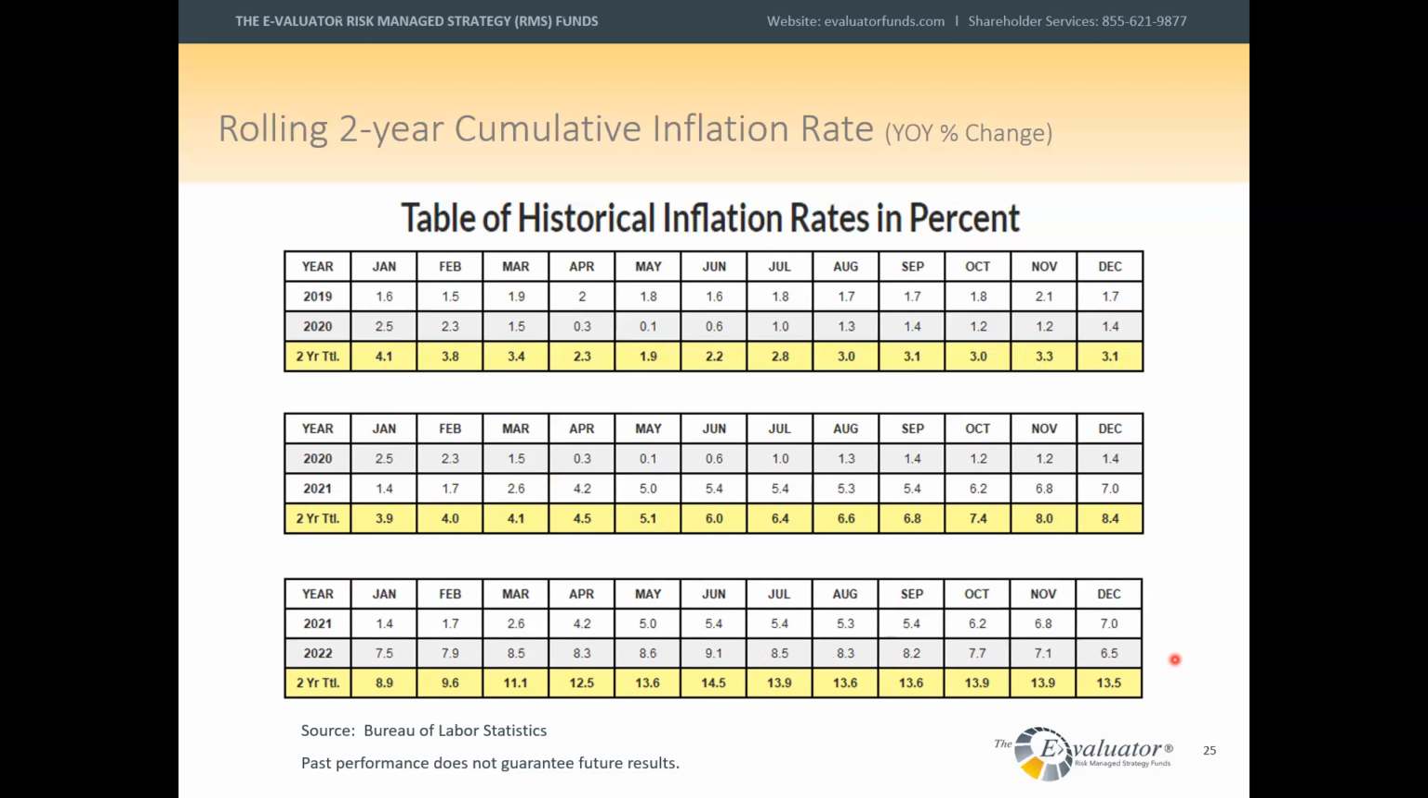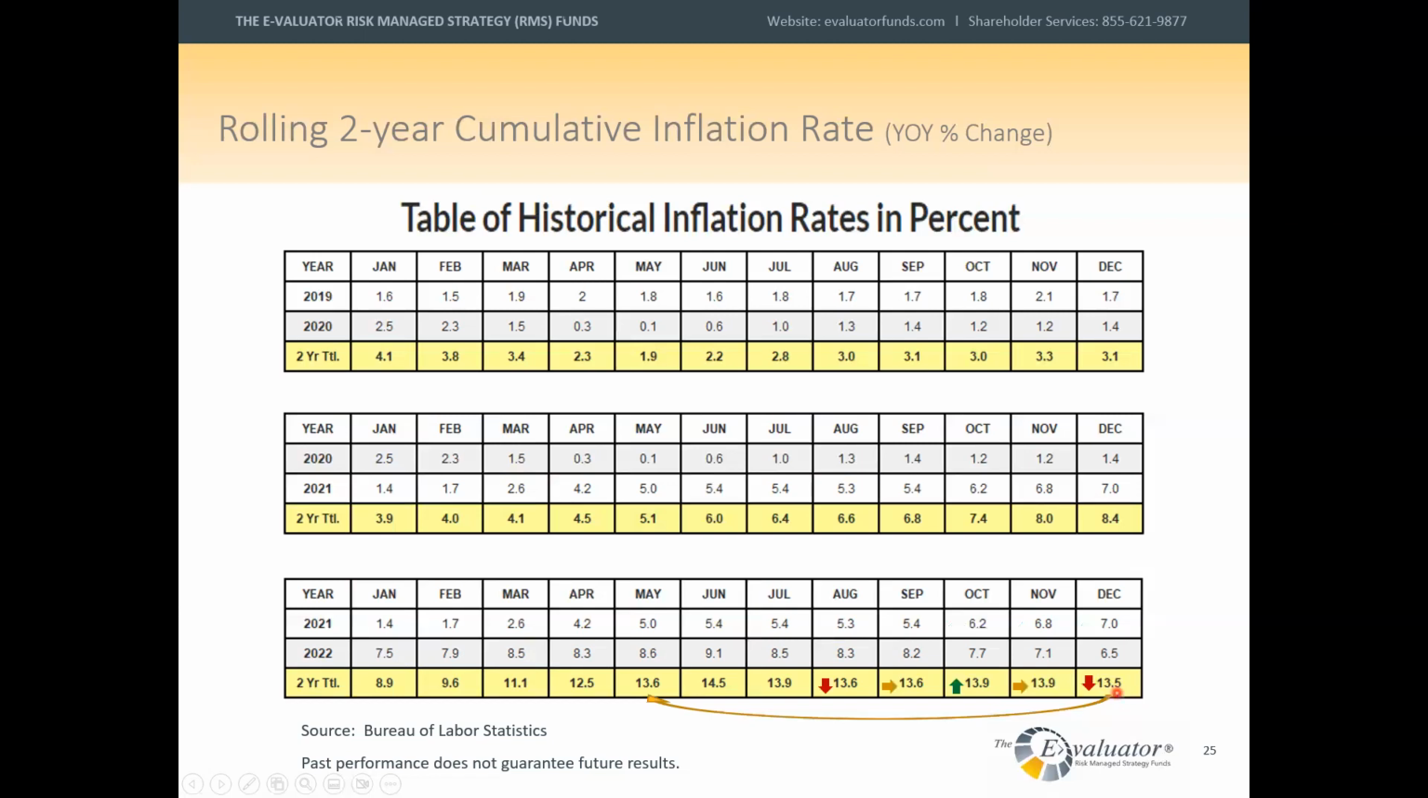To see that, you just look at toward the end of 2021, you could see it went from 5.3 to 5.4 to 6.2 to 6.8 to 7. So while it's declining in 2022, it's not declining a lot faster than it was going up the previous year. Ultimately, the 2-year rolling return since July has really been pretty much range bound from 13.9 down to 13.6, back to 13.9, down to 13.5.